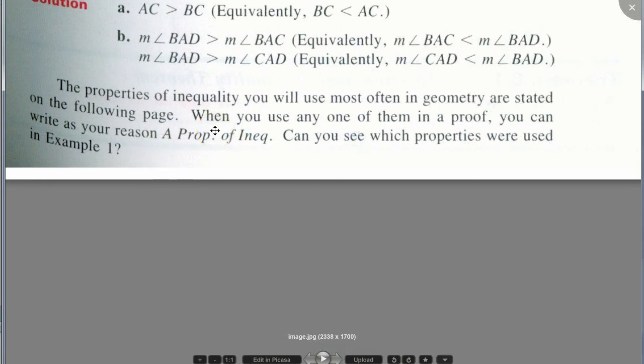Turns out there are 5 of these properties. We sort of group them together. For all those 5, all you have to say for a reason when you're doing a proof is just write what? A property of inequality. That's all you need to do. Sort of easy, isn't that nice? It's got a name too. So that's really good. So let's talk about what these properties are. And that's our main topic today, okay? So let's move on to the next page.